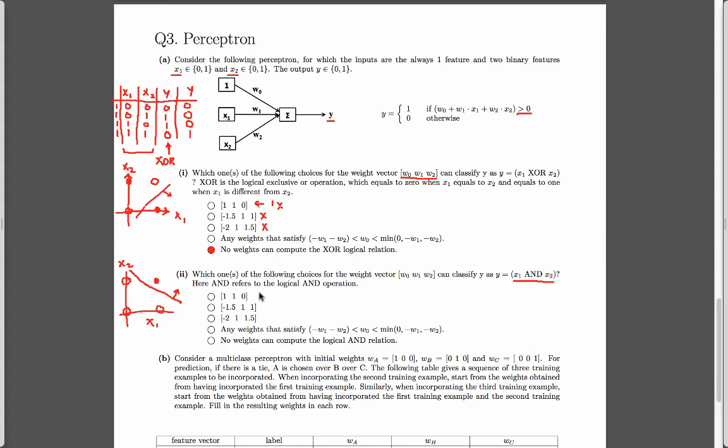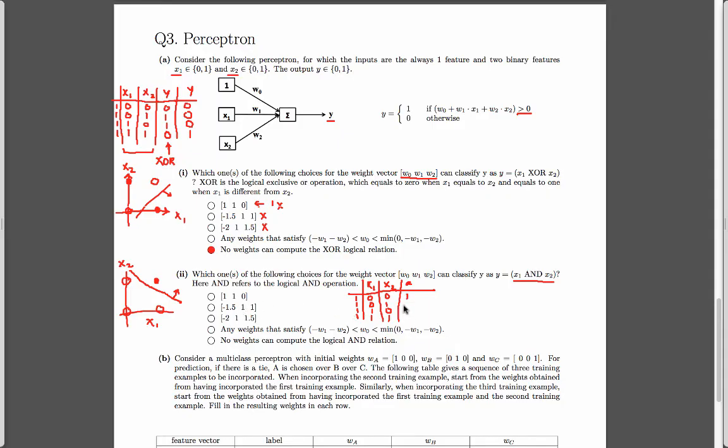So with 1, 1, 0, let's make another table right here. We have our bias feature, so 1, 1, 1, 1, and then 0, 0, 1, 1, and then 0, 1, 0, 1. So with our first feature vector, which we'll say is option A, we want to multiply 1, 1, 0 times 1, 0, 0 and add. So the result will be 1.